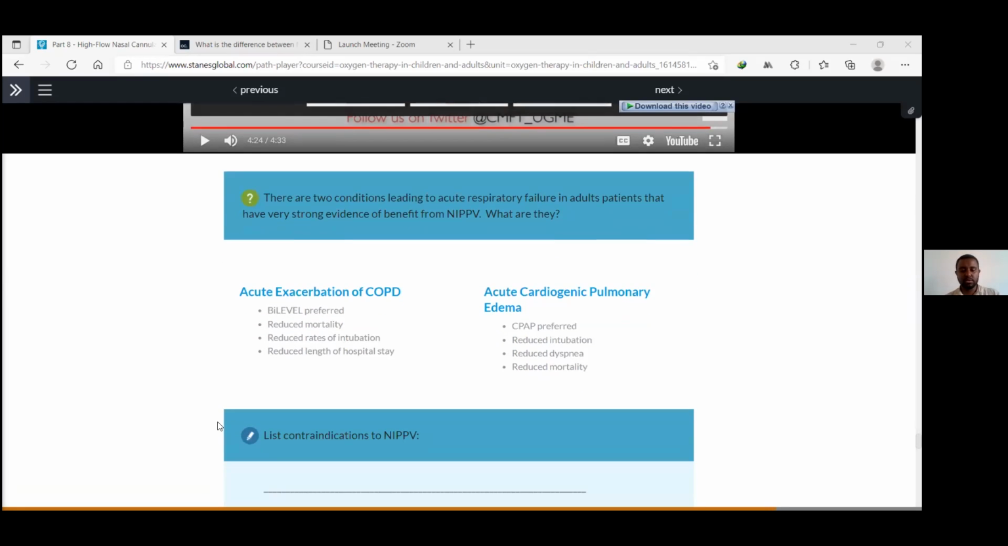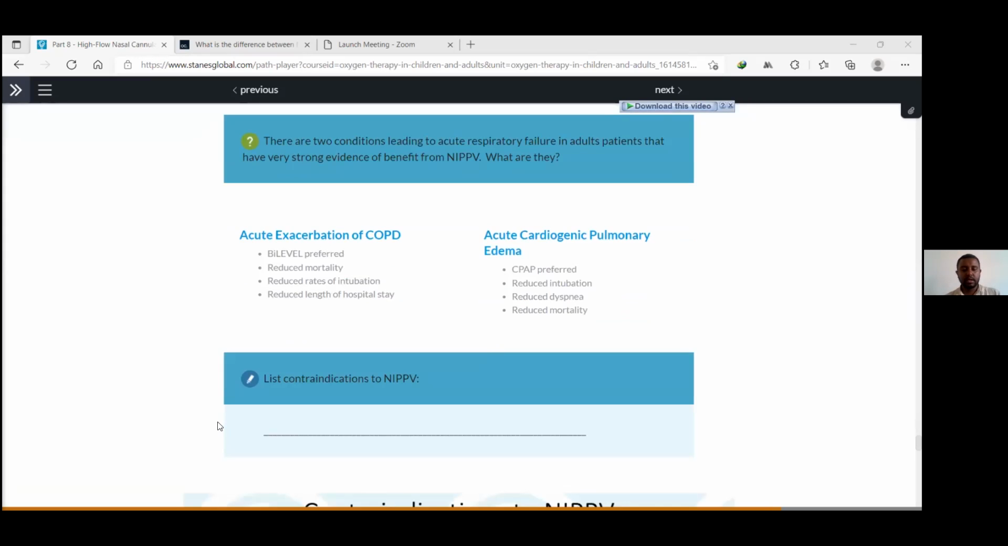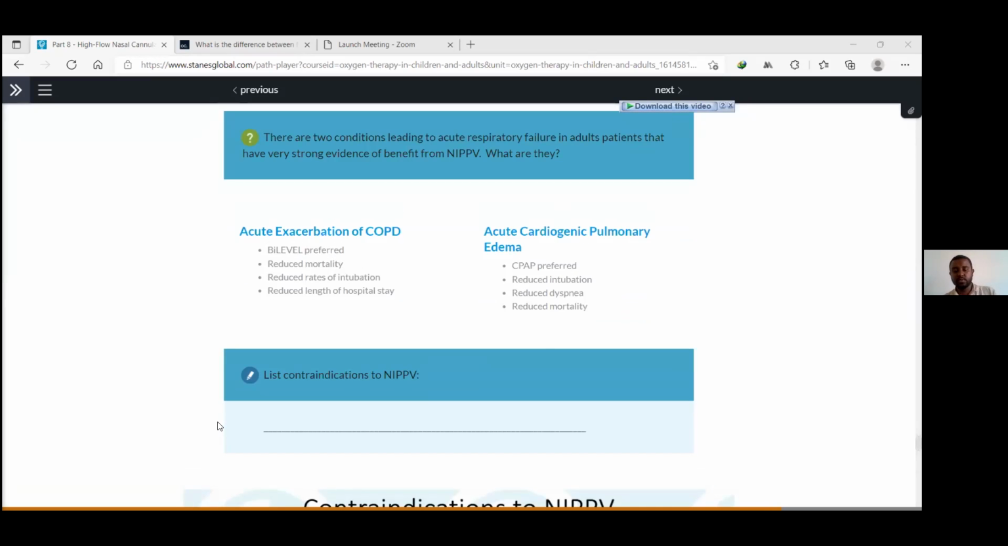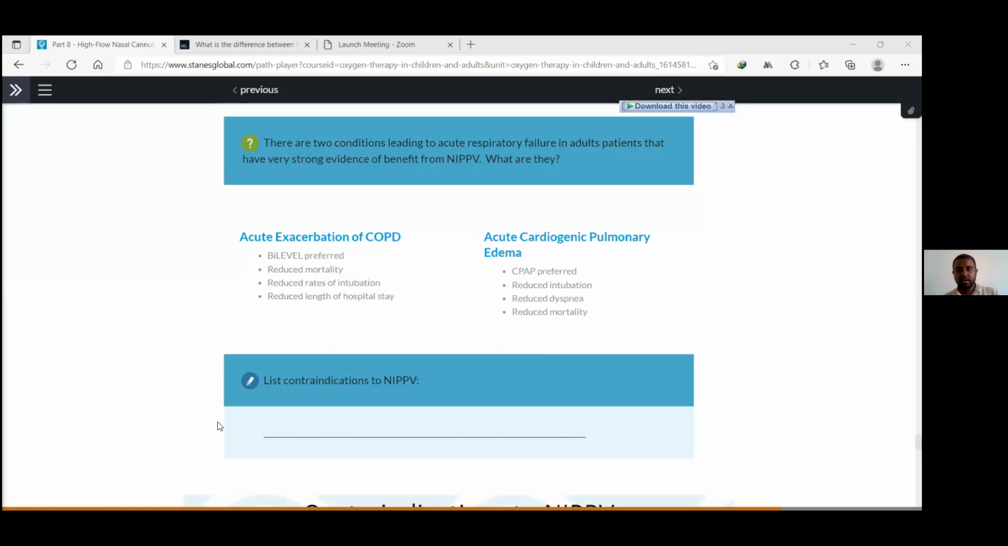I think you've all mentioned it. So can you mention some contraindications to non-invasive positive pressure ventilation in the chat box?